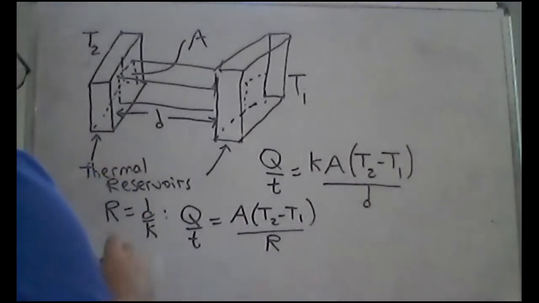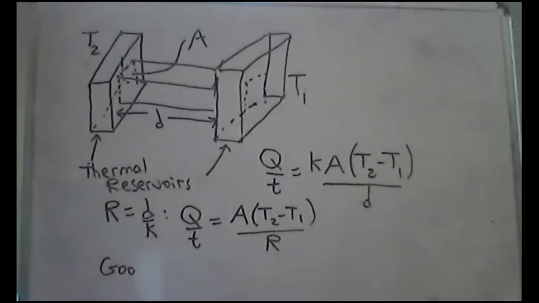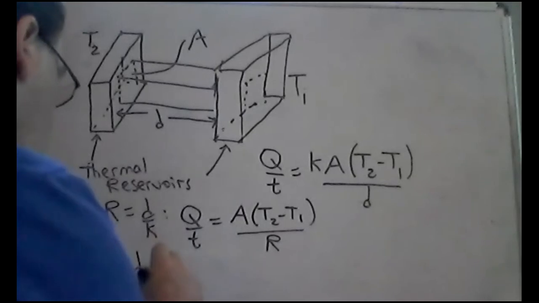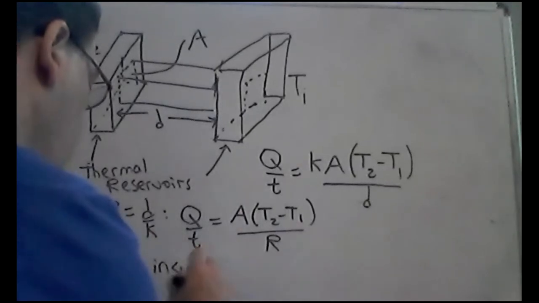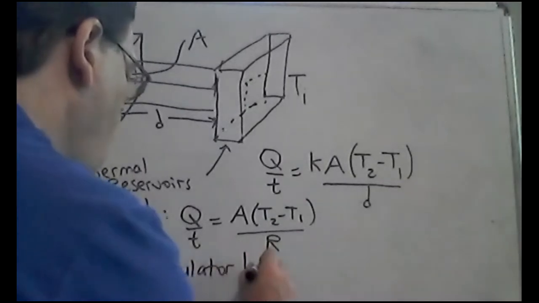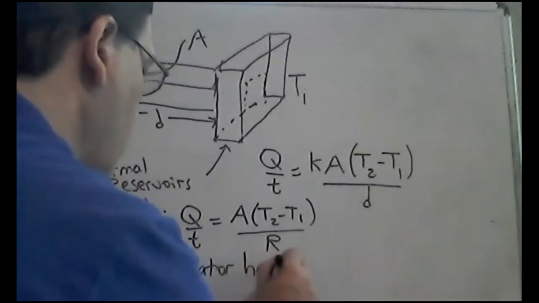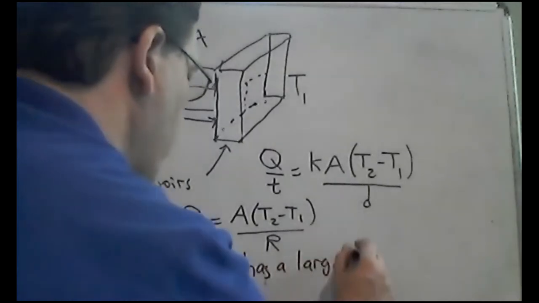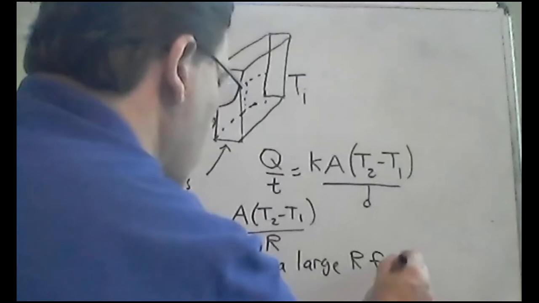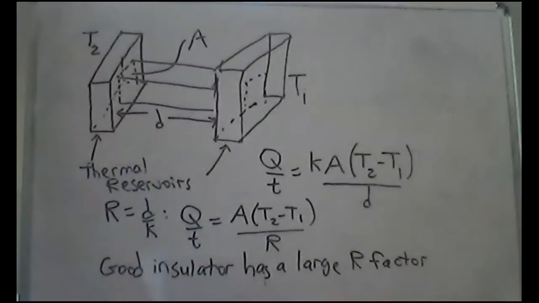So good conductors or good insulators, that's fine. What do you care about in the insulation industry? When you're putting insulation in the house, you care about good insulators. You don't want conductors. You want the opposite. You want insulators. So a good insulator, if you're putting insulation in your house, for instance, has a large R factor. Again, you don't want heat conducting through your house. So you actually want to dress up the equation such that. If you look at insulation, you'll look at what is called an R factor for insulation. Okay.